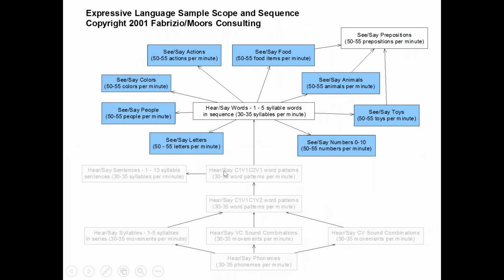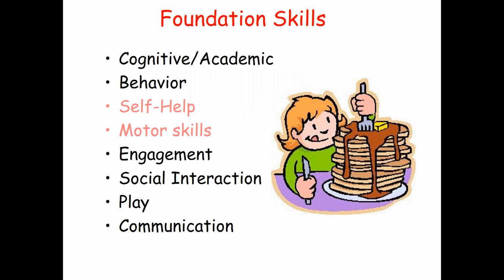Now we come down here, and these expressive language components become the component skills for the composites of talking and more abstract language. So back to our foundation skills. Again, we just talked really briefly about cognitive academic. Now, self-help and motor skills. We like to leave this to the occupational therapists as the related service who have the expertise in occupational therapy and how to intervene with self-help and motor skills.